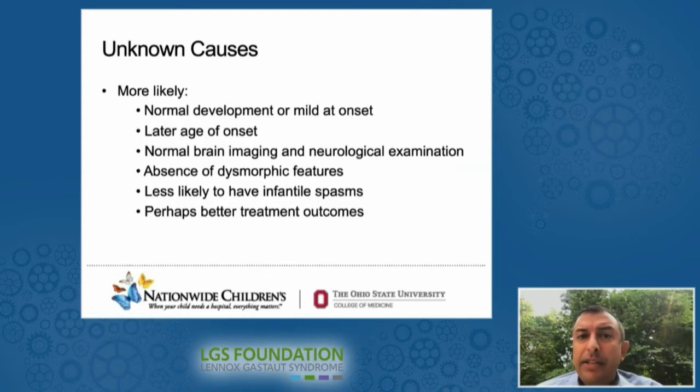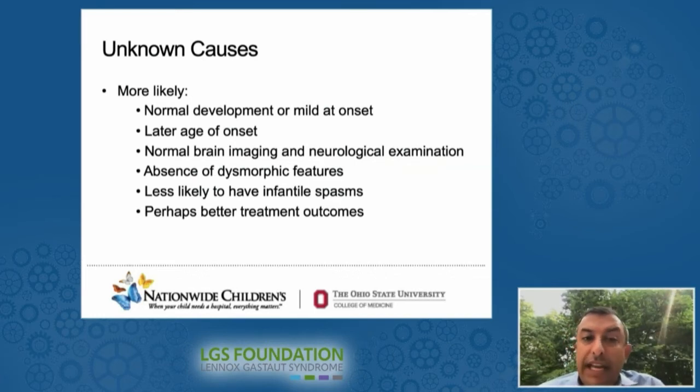But I want to spend a little time on something maybe unique. You know, most of us already knew all that information. I probably wasn't presenting something specifically or super new for anybody. But I want to talk about a good study or a couple of studies related to unknown causes. So these unknown causes were found to be more likely to have normal development or mild delays at onset of presentation.